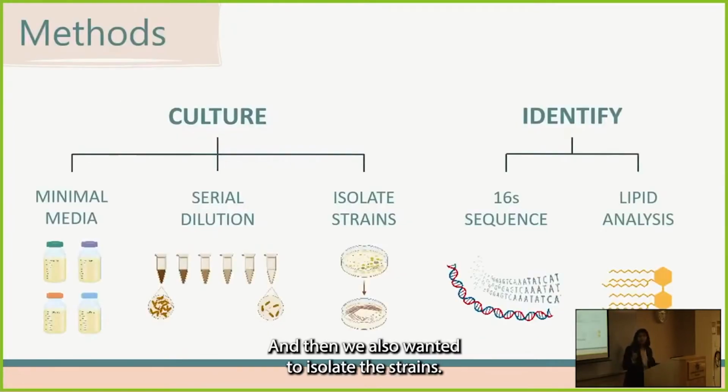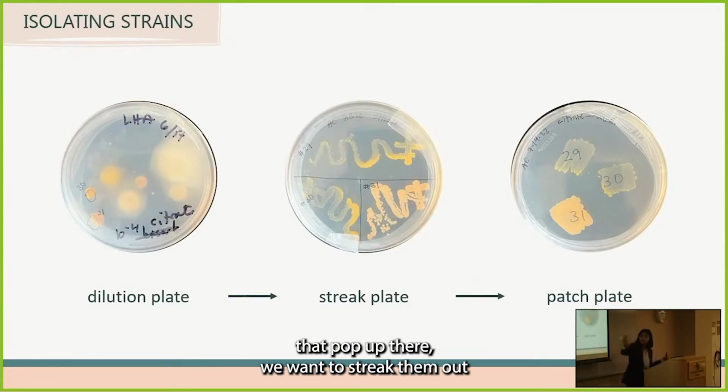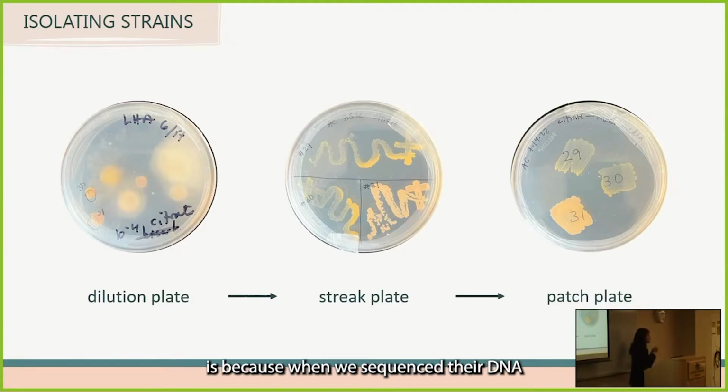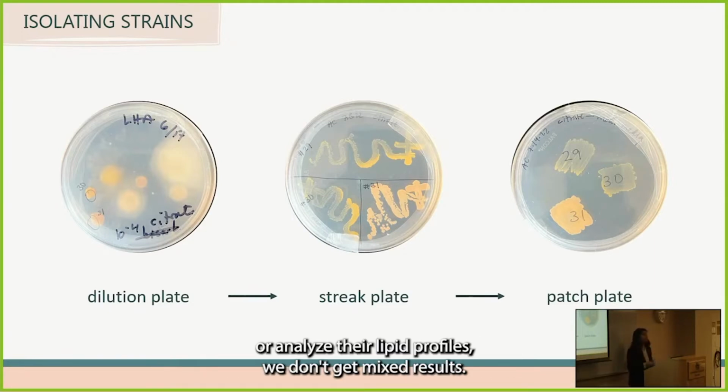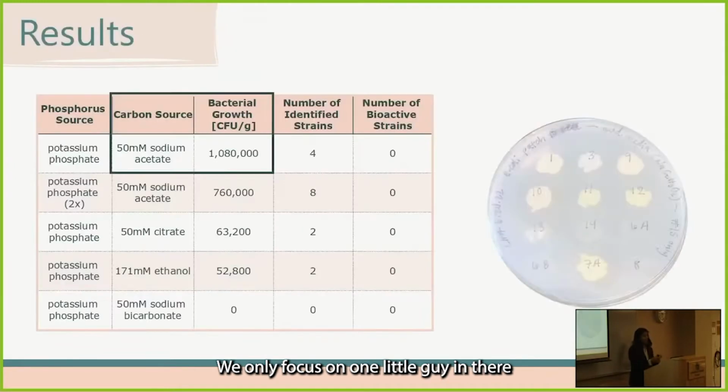And then we also wanted to isolate the strains. This just means that we take the dilution plates, all the colonies that pop up there, and streak them out, and then from there, create a separate patch. The reason we want them to be isolated and not growing in a buddy system is because when we amplify and sequence their DNA or analyze their lipid profiles, we don't want mixed results. We only want to focus on one little guy in there.